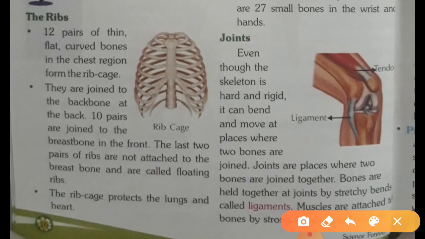Today I will start from here, the ribs. 12 pairs of thin, flat, curved bones in the chest region form the rib cage. They are joined to the backbone at the back. 10 pairs are joined to the breastbone. Students, the breastbone is also called the sternum, in the front. The last 2 pairs of ribs are not attached to the breastbone and are called floating ribs. Underline this word, floating ribs. The last 2 pairs which are not joined to the breastbone are called floating ribs.